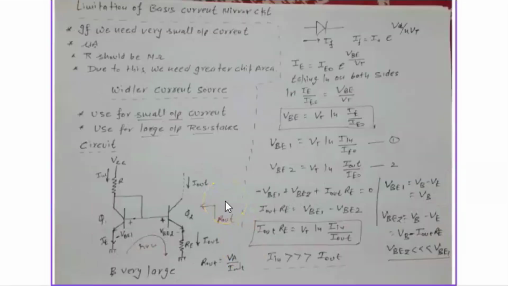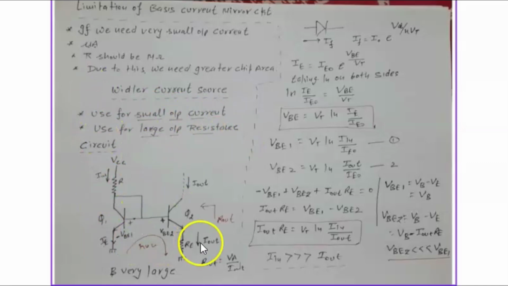Now let us talk about the limitations of the basic current mirror circuit. If we need a very small output current, approximately in microamperes, then our resistance should be in megaohms. But because of this we will need a greater chip area, which is not possible in our basic current mirror circuit. So for that we have our Widlar current source.